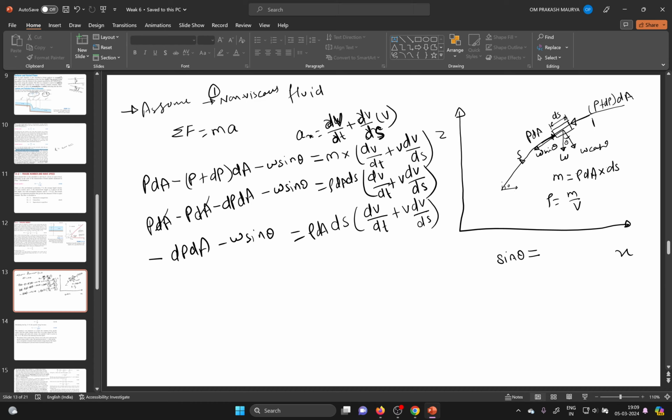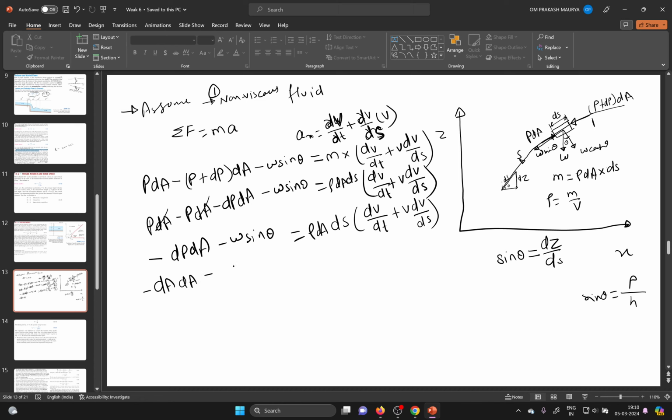Sin theta is nothing but dz by ds, if we go from the very basics. What is sin theta? Perpendicular divided by hypotenuse. So your perpendicular is dz, and your hypotenuse is ds. So sin theta is equal to dz by ds.